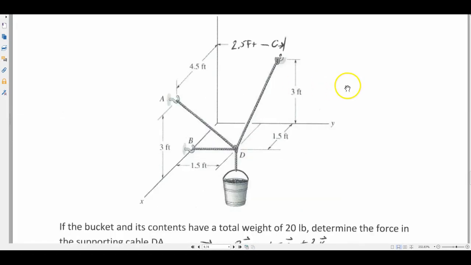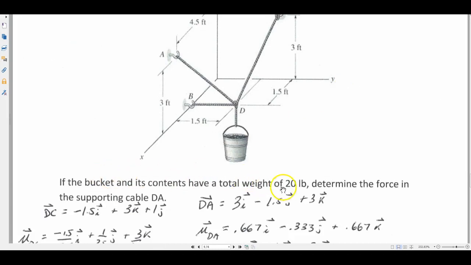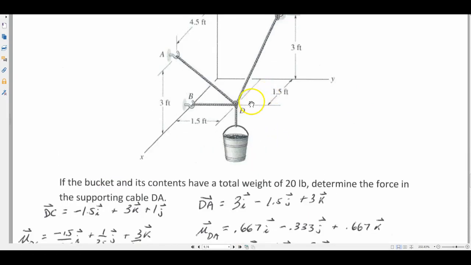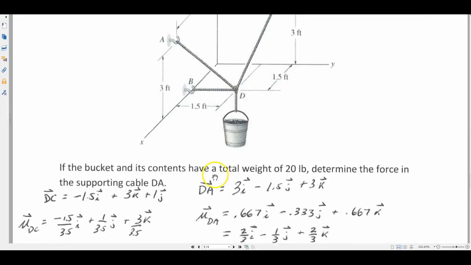All right, now we got this one. If the bucket and its contents have a total weight of 20 pounds, determine the force in supporting cable DA. Again, this is very similar to what we just did. You've got to go D to A, you've got to go D to C, and then you write this out.